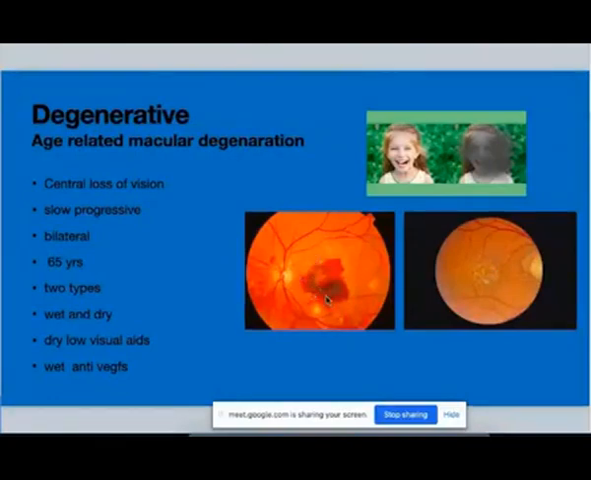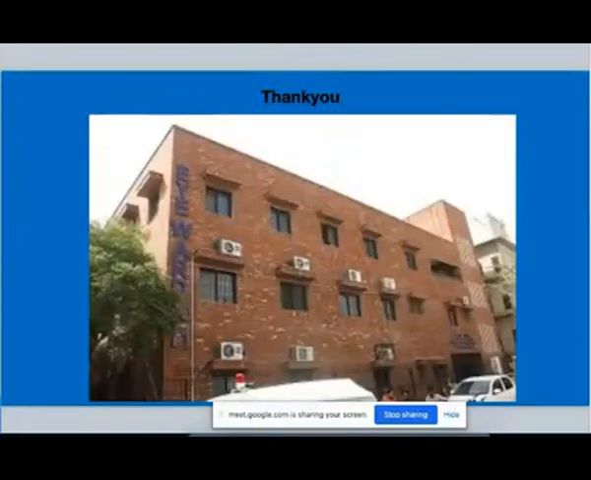So for the wet one, we can give anti-VEGF injections to slow the progress. That will dry up the blood, but the disease cannot be cured. And when it's a dry type, we give low visual aids like magnifying glasses or other visual aids like close-up laptops, large prints, so that the patients can function. So for the wet, like I told you, we'll use anti-VEGFs. So that comes to the end of this lecture.